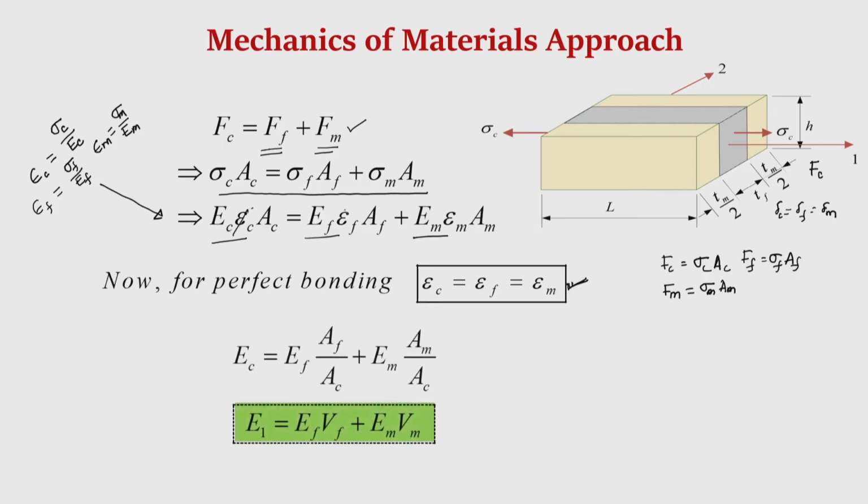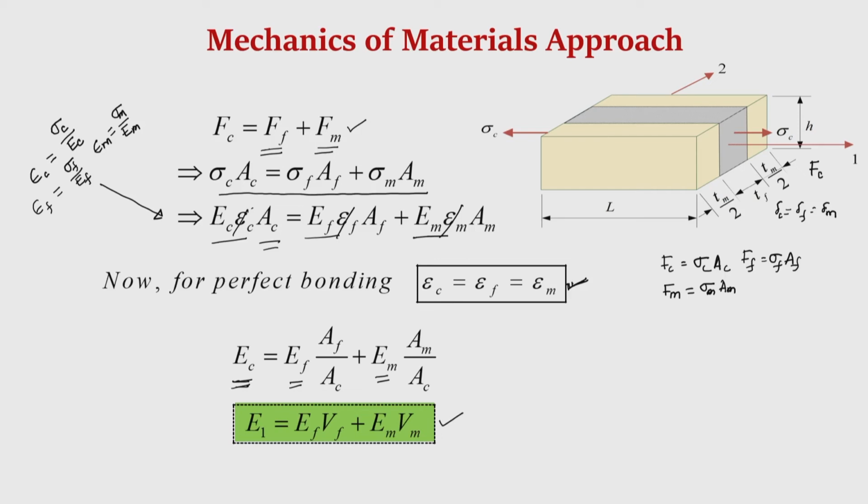Therefore, we can remove this, epsilon c, epsilon f and epsilon m are the same, and we get that E c is equal to, dividing both sides by A c, E f A f by A c plus E m A m by A c, and we have already discussed that for the simplified representative volume element, A f by A c is nothing but the volume fraction of the fiber, A m by A c is nothing but the volume fraction of the matrix. Therefore, E c is in this case the Young's modulus of the composite along direction 1, because the load is applied along direction 1. Therefore, E 1 is equal to E f V f plus E m V m.